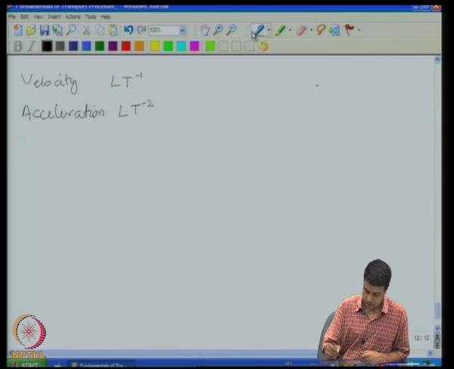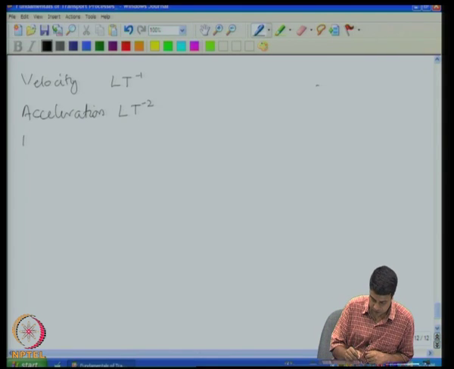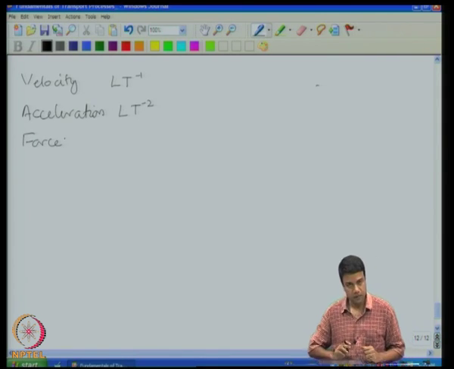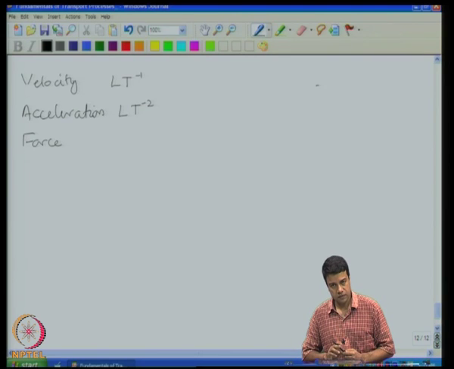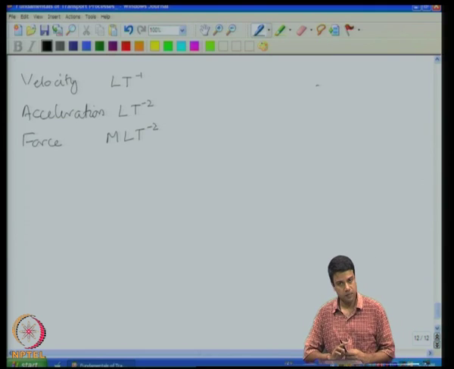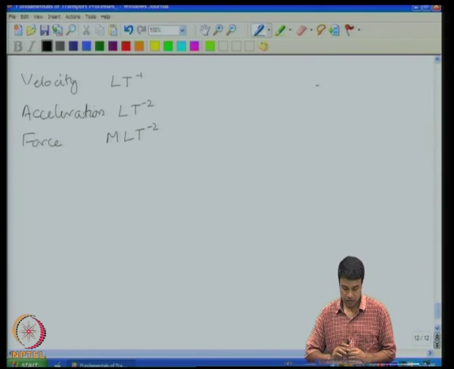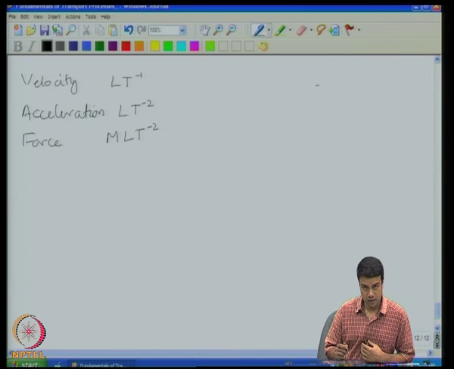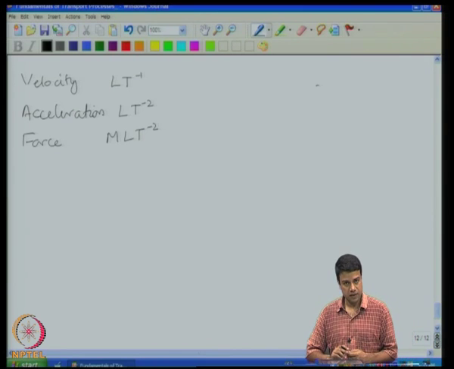Next is force. From Newton's laws of motion, we know that force is equal to mass times acceleration. So, it has dimensions m L T power minus 2. Work has the same units. Work has the units of force times the distance.